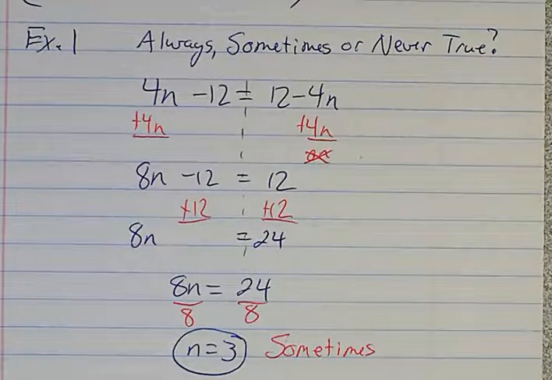So this one, it's solving equations with a twist. You still solve the equation, and then at the end, you tell me, all right, what kind of answer is that? Is it always, sometimes, or never true? So it's just making you go that one extra step here.